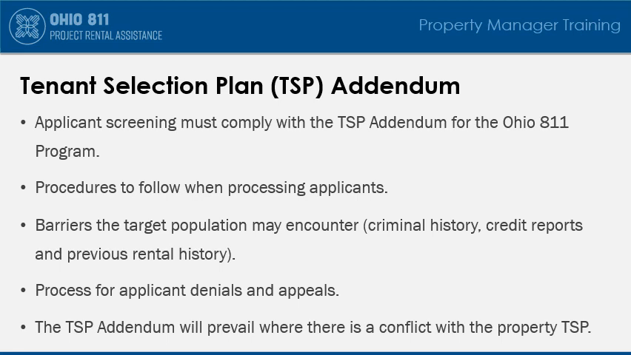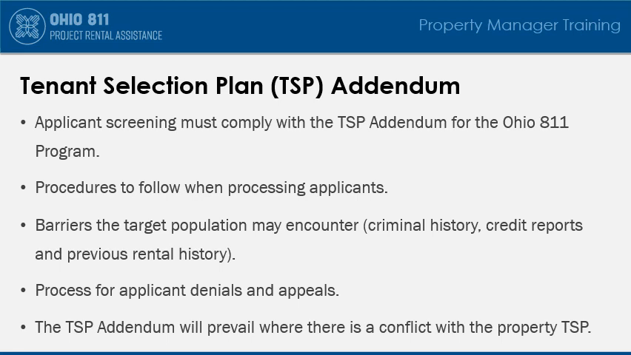of the TSP Addendum. This document provides guidance to property managers regarding procedures they must follow when processing applicants for program units, and addresses barriers the target population may encounter, including those associated with criminal history, credit reports, and previous rental history. The TSP Addendum also sets forth the process for applicant denials and the appeal process.